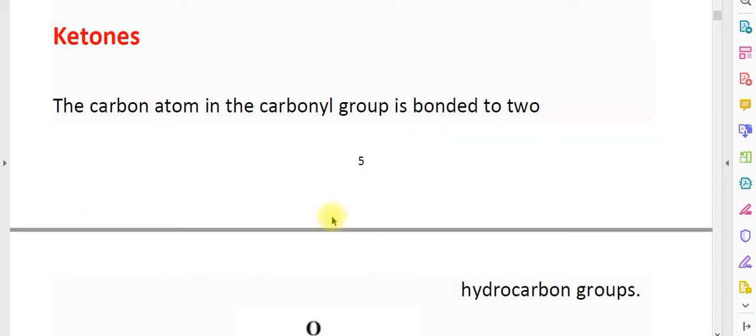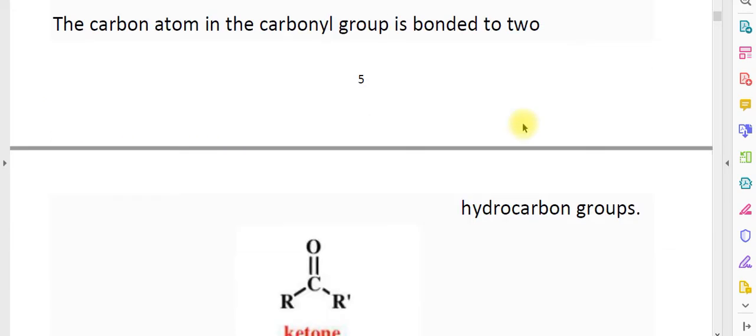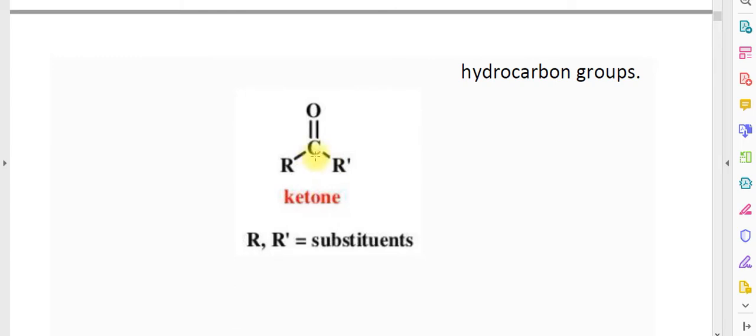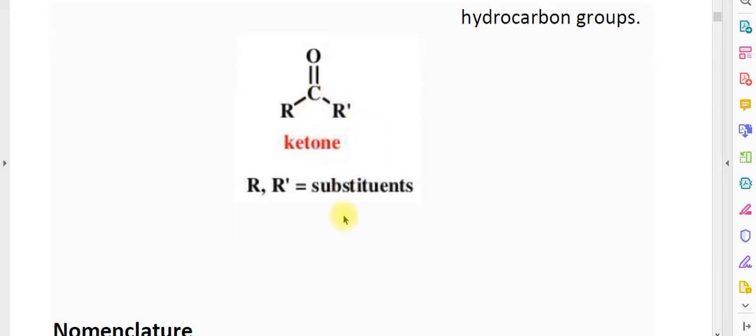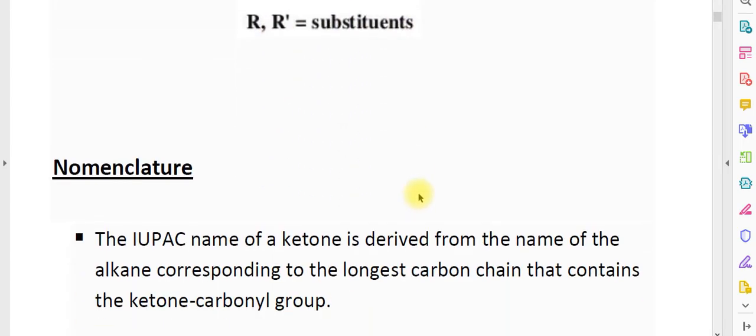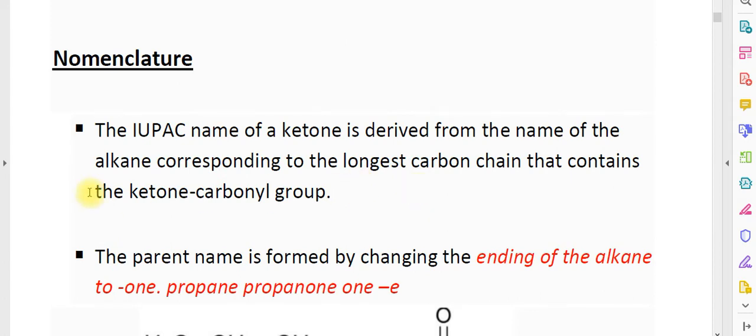Okay. Next we can see what is a ketone. You know that the carbonyl carbon is attached to two other carbons, or here you can see RCOR dash, that is a ketone, and R and R dash are the substituents. And how is it named? The IUPAC name of a ketone is derived from the name of the alkane corresponding to the longest carbon chain that contains the ketone carbonyl group.